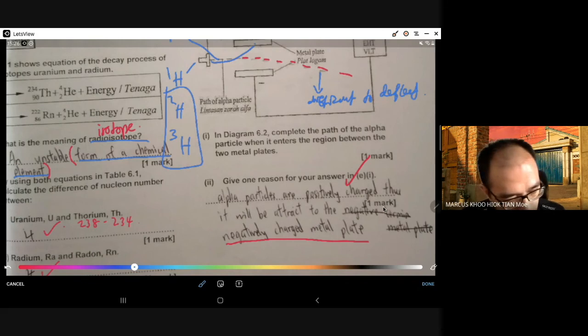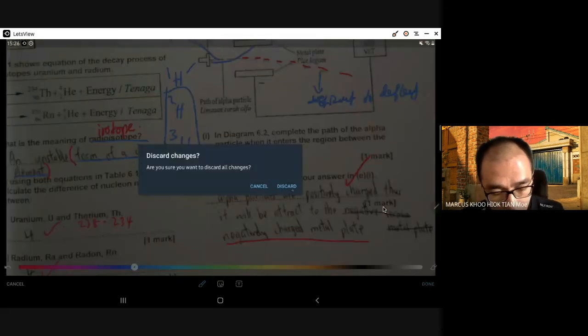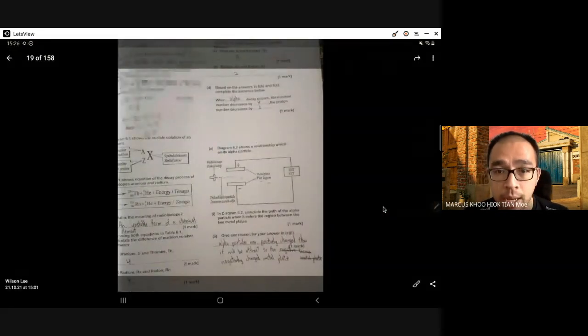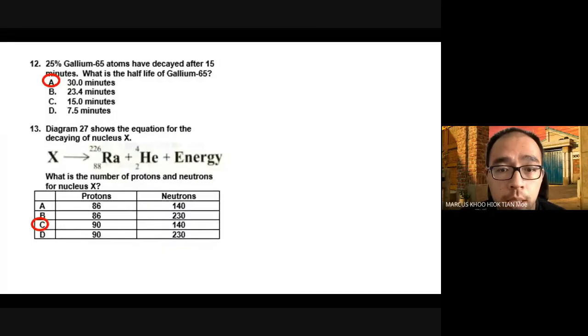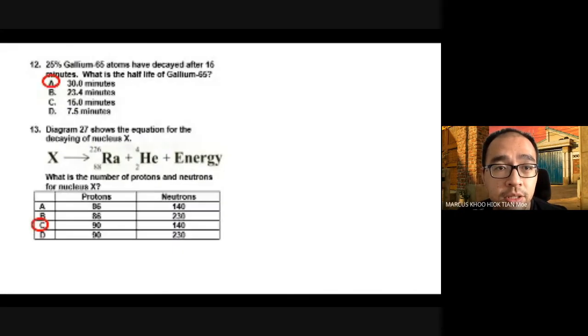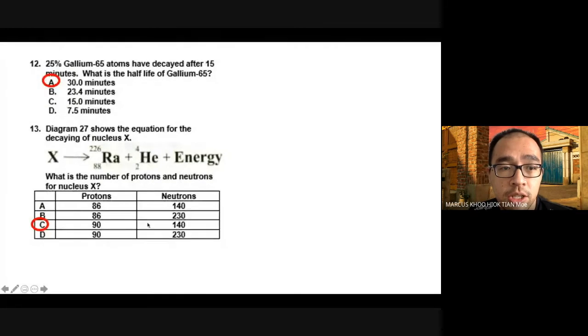Good job, everybody. I want to address the two questions that were asked by our friends just now. Let me see if I can open this one now. Is it question 12 and question 13? Do you still want me to explain this, Lester and Eudina? Let's go with question 12. Did you read the question properly? 25% of gallium-65 atoms have decayed.